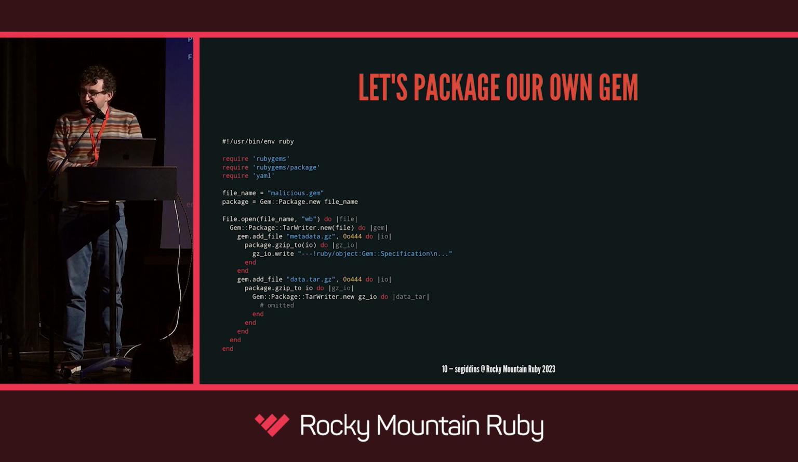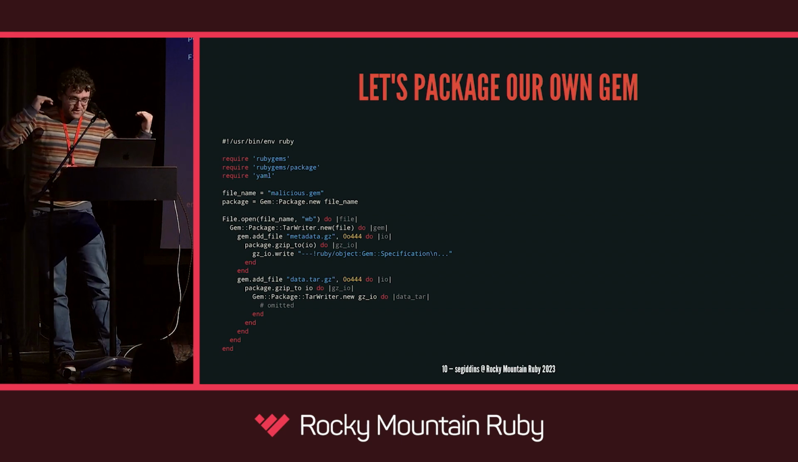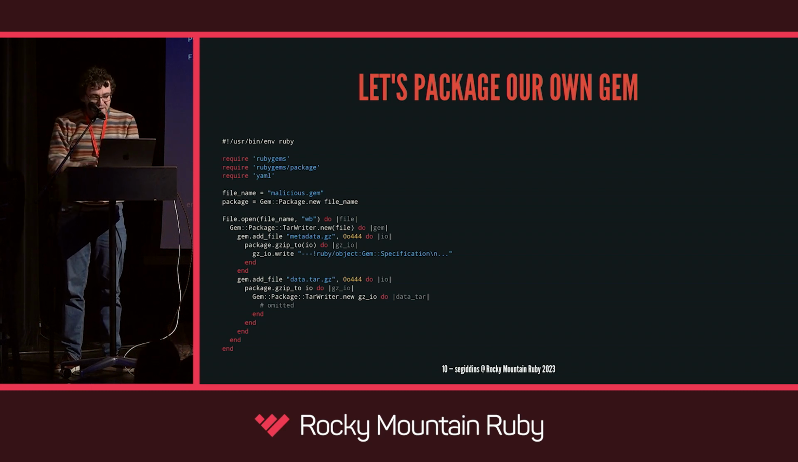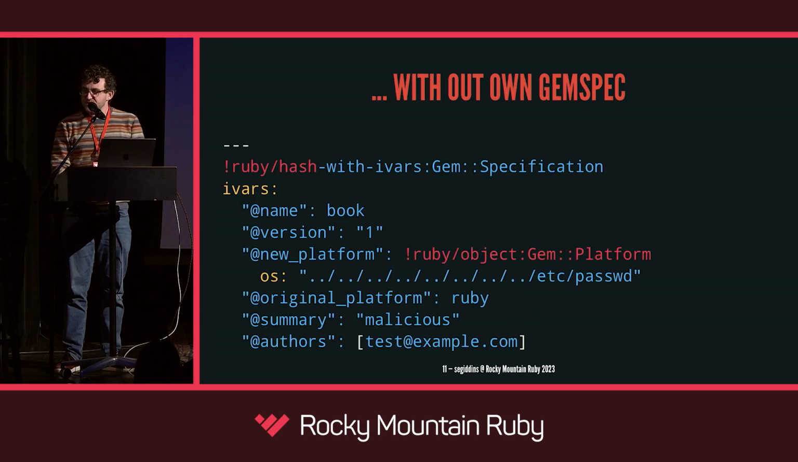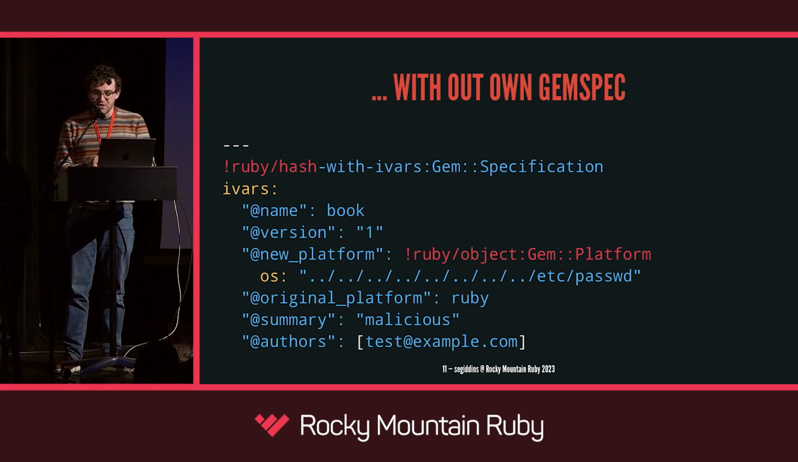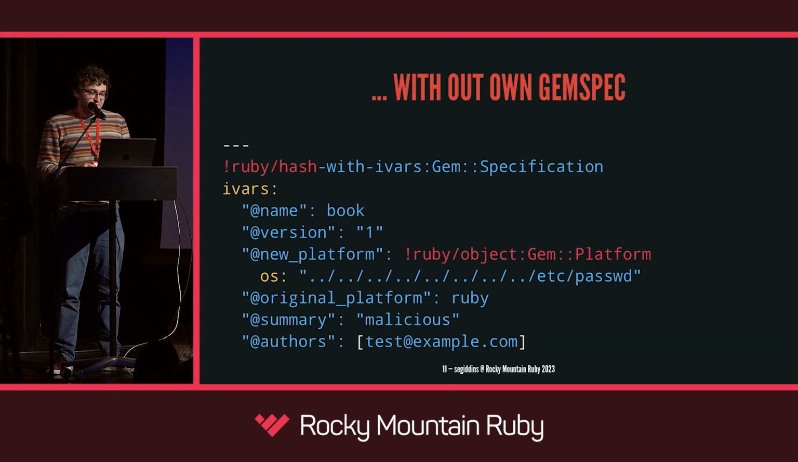So let's package our own gem. Here's a short snippet of code that I stole out of the rubygems.org test suite this morning. We can create a tarball and add some gzipped files to it, and we can call that a gem. And we can put our own gem spec in there. Nothing says we have to use gem build in a real gem spec. We can cheat and say, hey, we've got our gem specification here, and instead of saying it's an object, we're saying it's a hash with ivars.